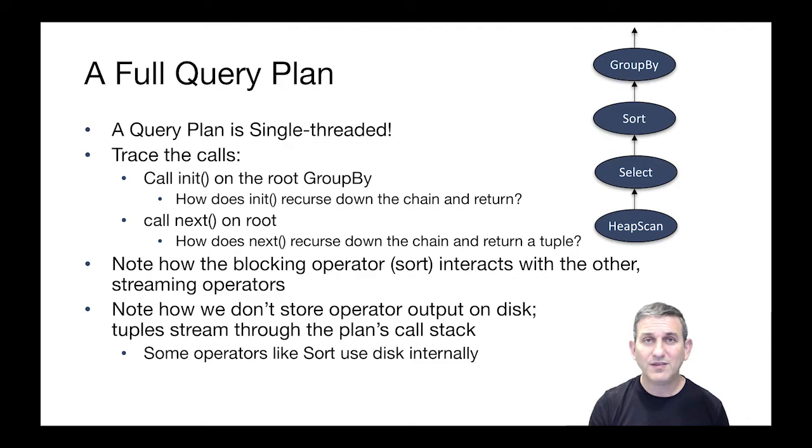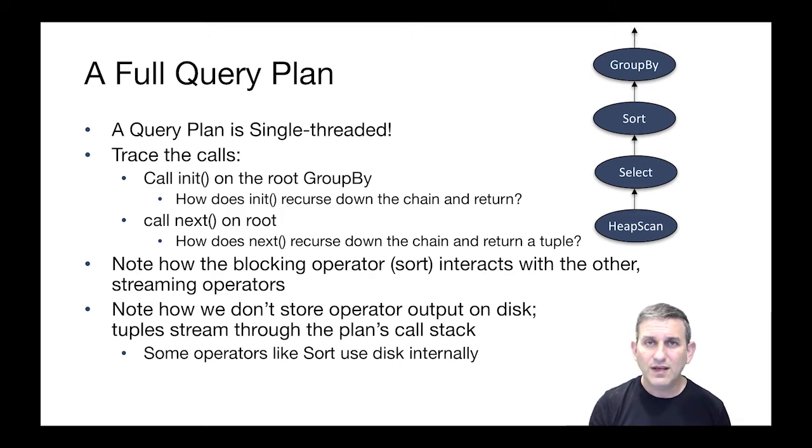And you should think about how this works by tracing through in your mind the code that we've seen so far. So when I call init on that root group by, how does the init recurse down the chain and return? And when I call next on the root group by, how does that recurse down the chain and return a tuple? So you should think about how those work and understand the interplay between these different iterators. Note how the blocking operator sort interacts with the other streaming operators. Group by is more or less streaming, and select is absolutely streaming, so think about how those relate.